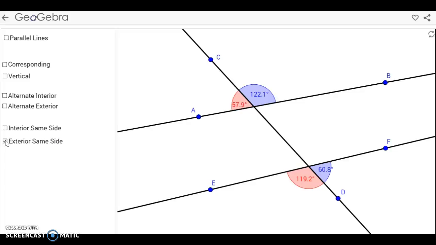So this is no matter what the relationship between the lines are. Are they parallel? Are they not? It really doesn't matter. The location of those angles doesn't really change. Their measures will change, but the location doesn't.